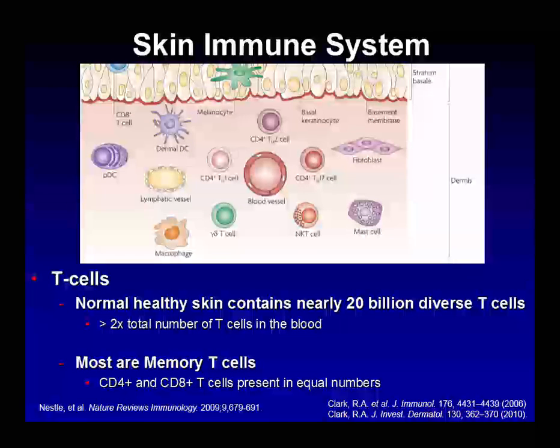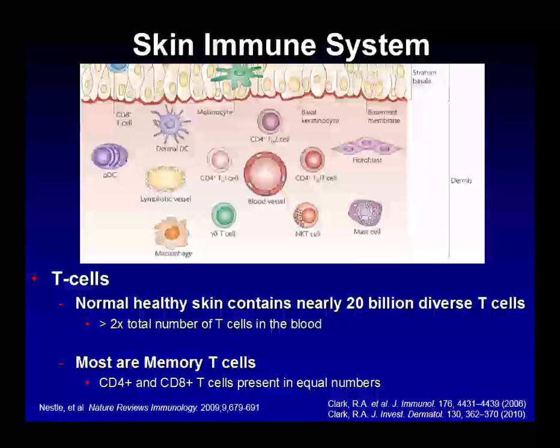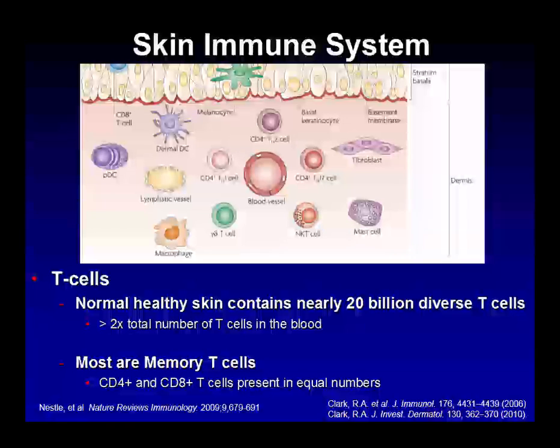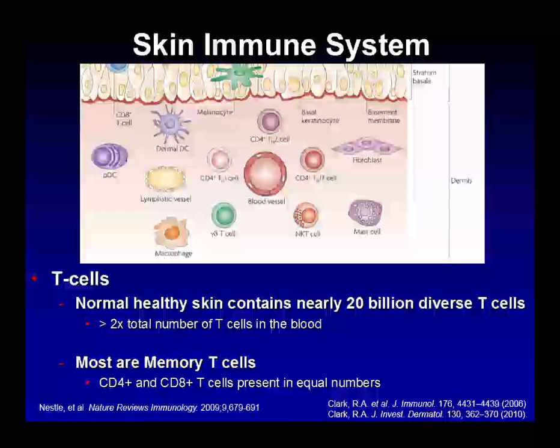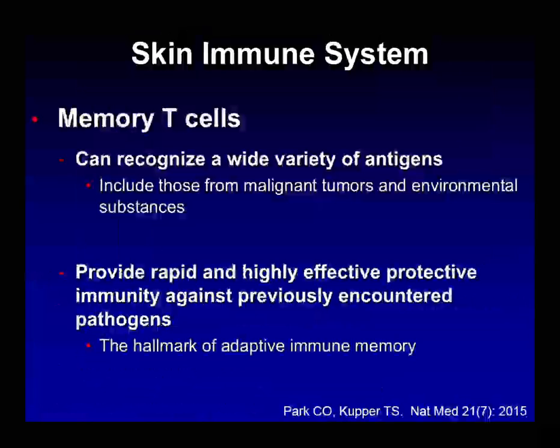And there are many different cell types that participate in the immune system and provide functions that are critical to its optimal functioning. And of course, one of the most important cell types in the skin immune system is the T cell. A normal, healthy skin contains nearly 20 billion T cells, and that's more than double the number of T cells in the entire blood volume at any one time.